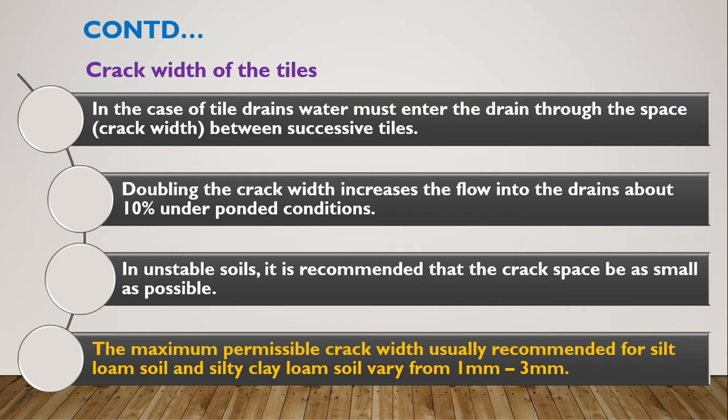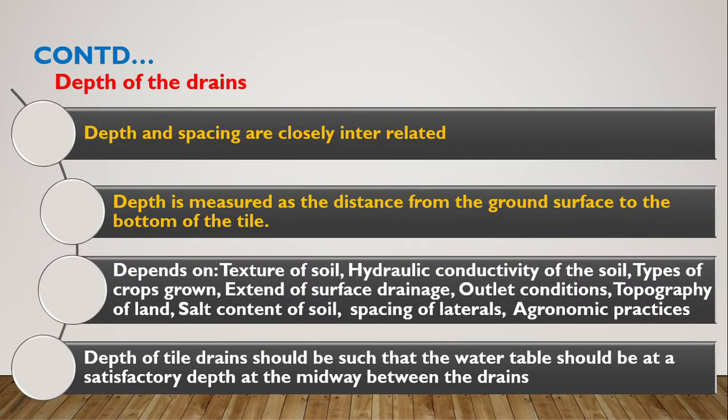So the crack width should be such that the water is allowed to move into the pipelines. The maximum permissible crack width usually recommended for silt loam soil and silty clay loam soil varies from 1 millimeter to 3 millimeter. That will be the distance between two pipelines, 1 to 3 millimeter in silt loam and silty clay loam. For sandy loam it will be higher. Okay, that's the thing.